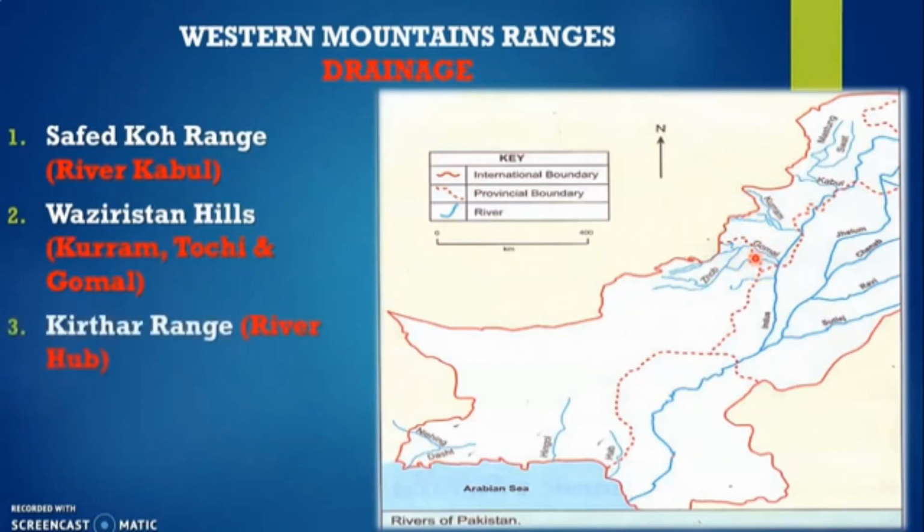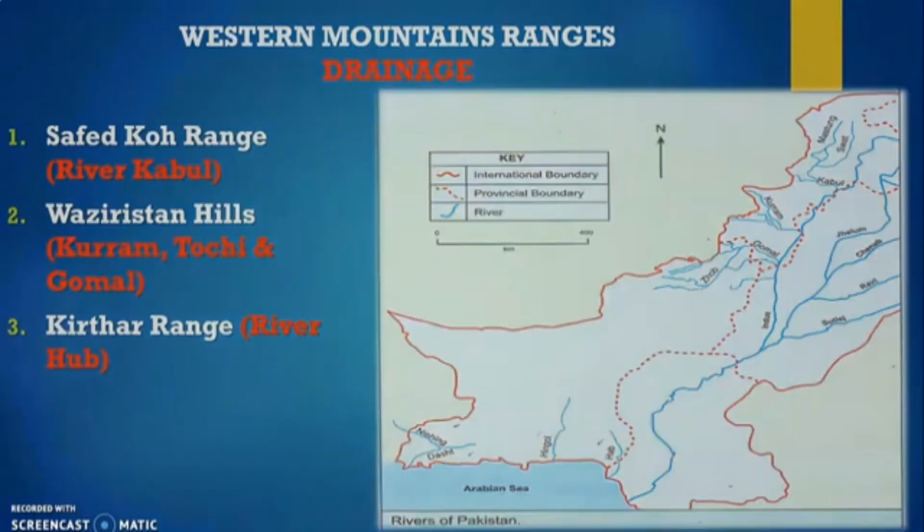Then we have the Kirthar Range, which is basically over here, and the Hab river is basically coming from the Kirthar Range, but you could see that the location of this Hab is over here, and it is not falling into the Indus, it is directly falling into the Arabian Sea, because when we talk about the Sindh area, Indus is basically alone in this area and directly falls into the Arabian Sea. So that is the location of our western mountain ranges and their drainage systems, meaning the river locations.